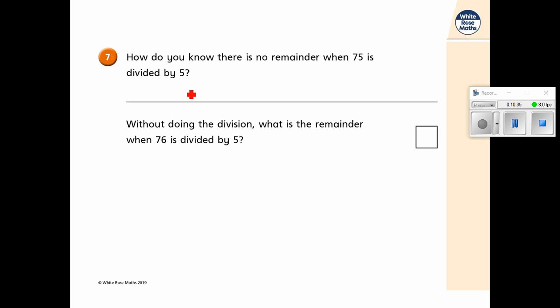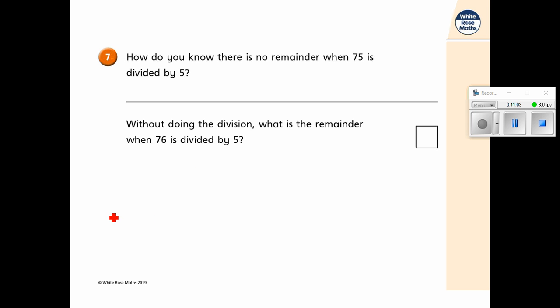Second idea is probably not quite so good. You could start at 75 and you could count down in 5s, and if you get to 0, then again, you're not going to get a remainder. So either of those two, really. Second part of the question, without doing the division, what is the remainder when 76 is divided by 5?